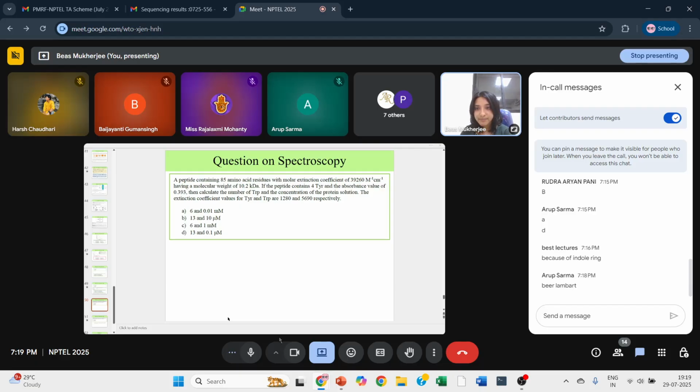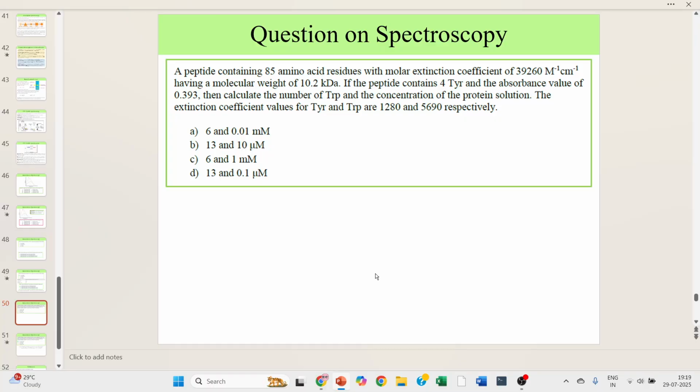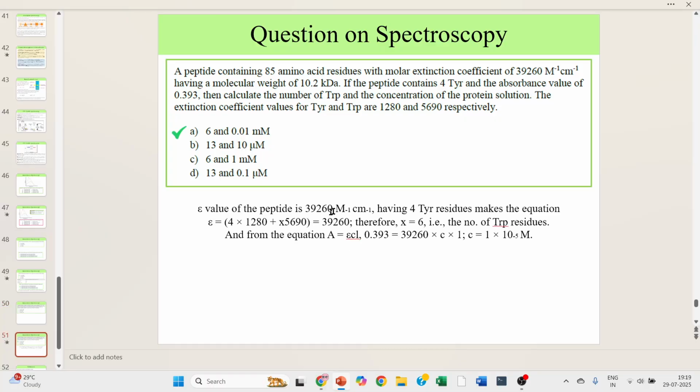Right. So that is how you actually find out. So this is how you are supposed to do it. So see, the epsilon value is this, and it is having 4 tyrosine. So 4 into this plus x into this, that is equal to this value. So you get x as 6, and from the equation A is equal to epsilon into C into L, the absorbance value is this, and L is always 1, so you get the value of C from here.